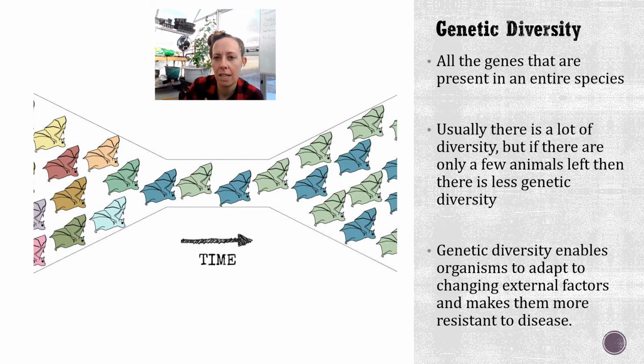Next is genetic diversity. So this is all the genes that are present in an entire species. So if we look at the whole human species, what is the difference between all of our genomes or all of our DNA, right? So usually there's a lot of diversity. Usually there's a lot of differences in DNA, but what happens is when you have fewer and fewer organisms reproducing, so when organisms inbreed, you get less and less genetic diversity. And genetic diversity is the thing that allows organisms to adapt to a new environment, and it's kind of the fuel for natural selection. It allows organisms to change, right, and not just get killed.